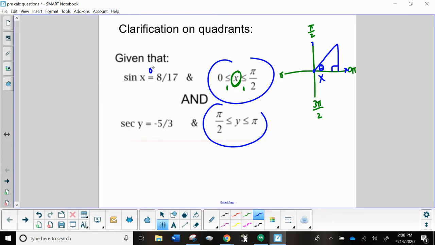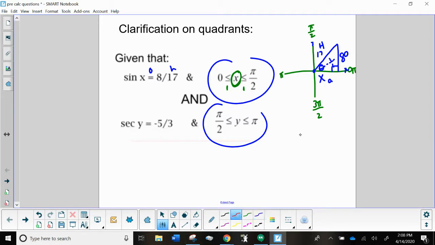So sine is opposite over hypotenuse. Okay, so again, you're labeling from this angle. Opposite hypotenuse is always across from the right angle. And then here's your adjacent. So then we would put 8 here and 17 here.